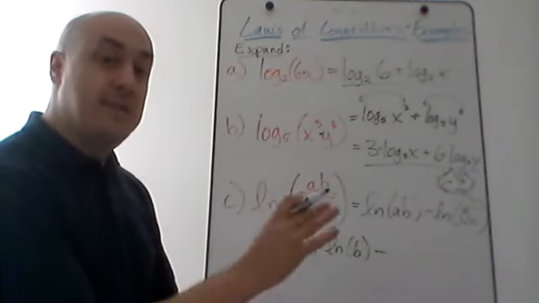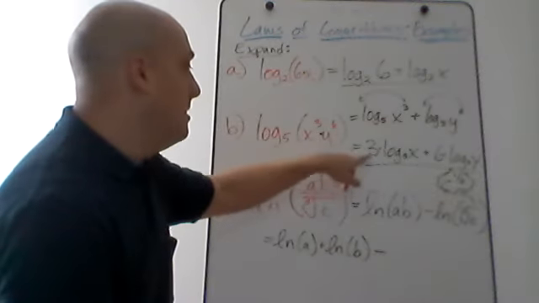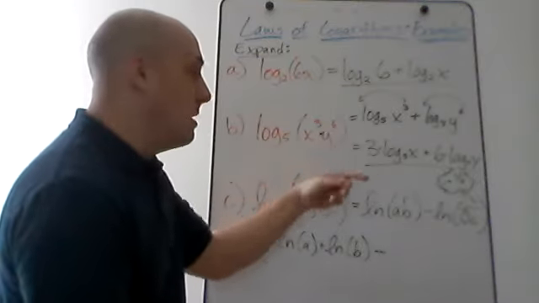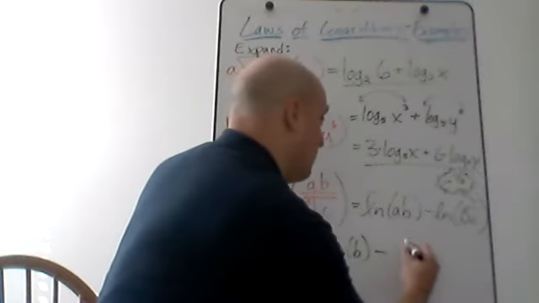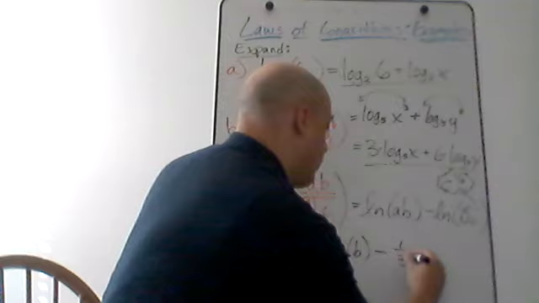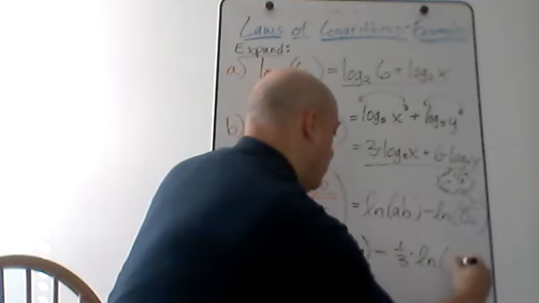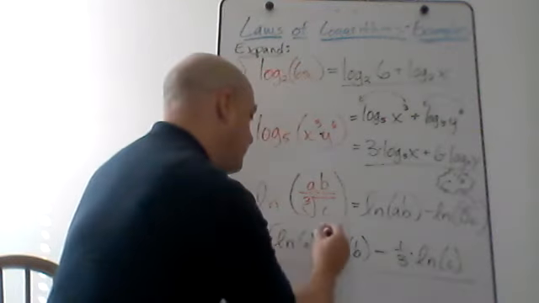And since I have that c being raised to a power, kind of like what I did here in the second example, that exponent can be moved out to the front of the logarithm. So that's going to be minus 1/3 times the natural log of c.